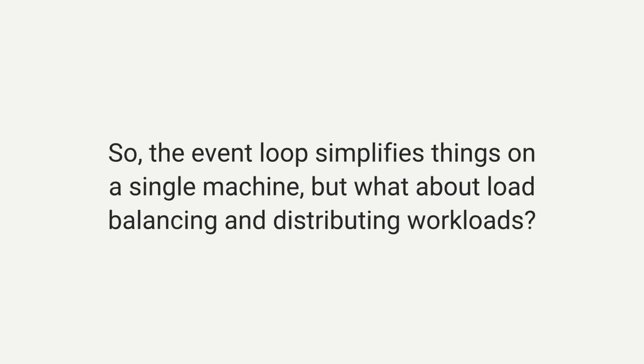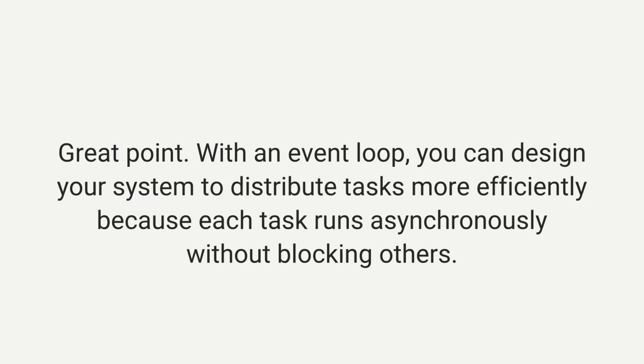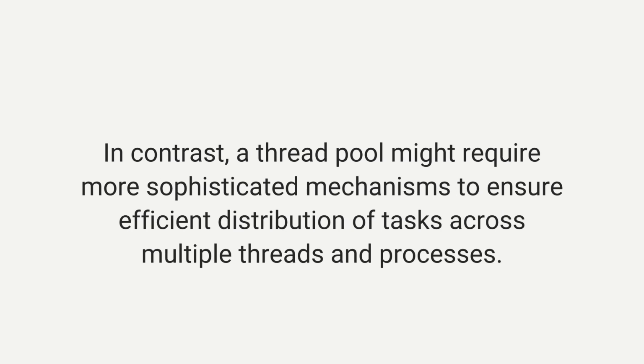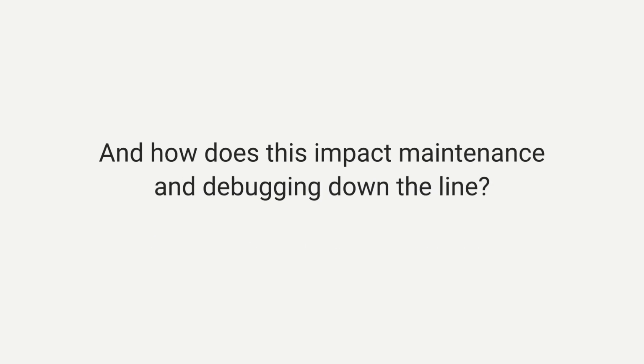So, the event loop simplifies things on a single machine. But what about load balancing and distributing workloads? Great point. With an event loop, you can design your system to distribute tasks more efficiently because each task runs asynchronously without blocking others. This means that even as you add more machines, the asynchronous nature helps in balancing loads effectively. In contrast, a thread pool might require more sophisticated mechanisms to ensure efficient distribution of tasks across multiple threads and processes.